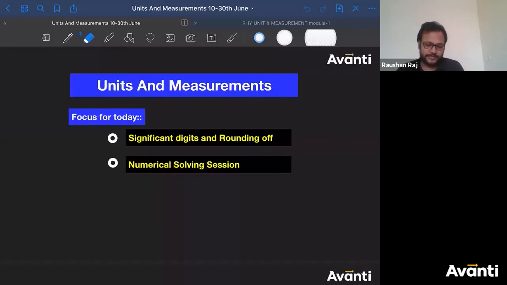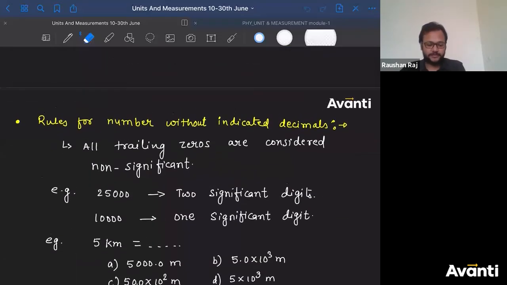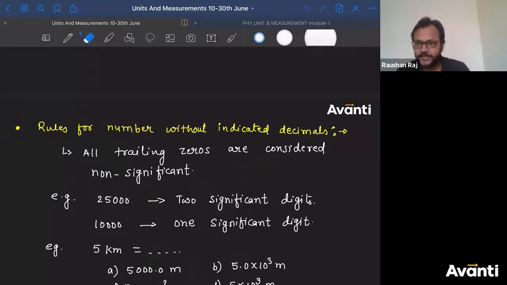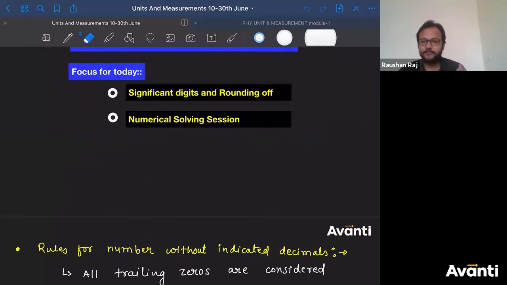So yesterday we talked about how to find the number of significant digits in a number with indicated decimals. There were a few rules that we studied. First, you have to see how many non-zero digits are there. All the non-zero digits are significant. Then all the trapped zeros and all the trailing zeros are significant. However, the leading zeros in a number with a decimal will be non-significant. So these things we studied yesterday.